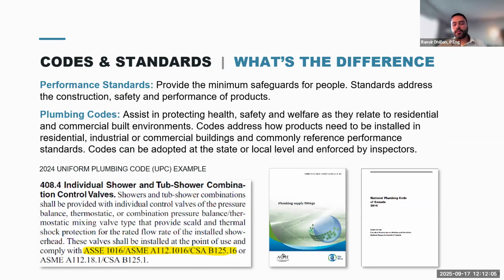All right, so one way of looking at the difference between codes and standards is that a code tells you what you need to do, and a standard tells you how to do it. A code may say that a building must have tempered water. The standard will spell out what kind of system it has to use and how it must work.